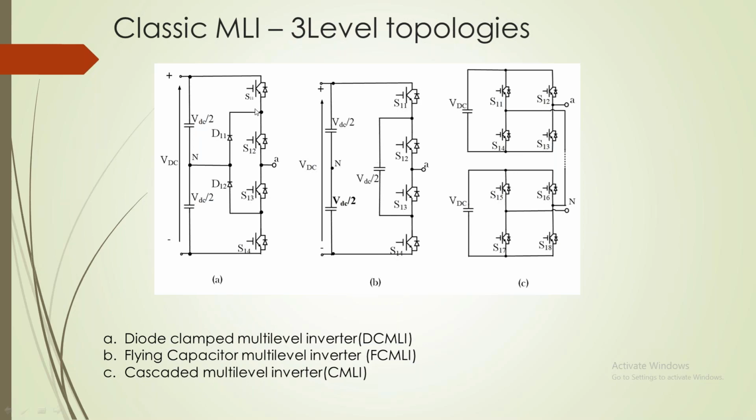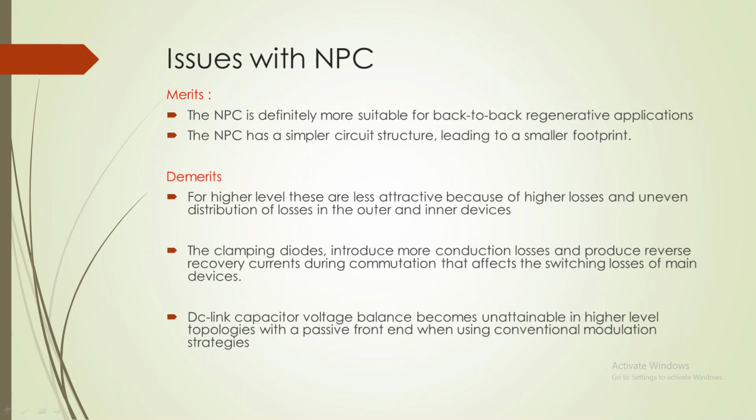People are working on this. At three level, this problem is solved. But at five level, this problem still exists. At five level or above, these diode clamp multilevel inverters are still facing this problem. There is no balance in the capacitor voltages. The effect of load, I'm going to discuss at five level, if time permits. What is the effect of load on the capacitor balance? That will be very interesting.